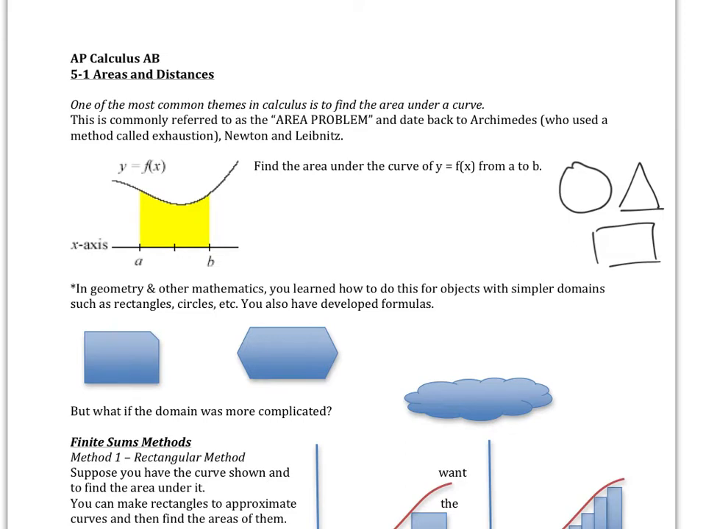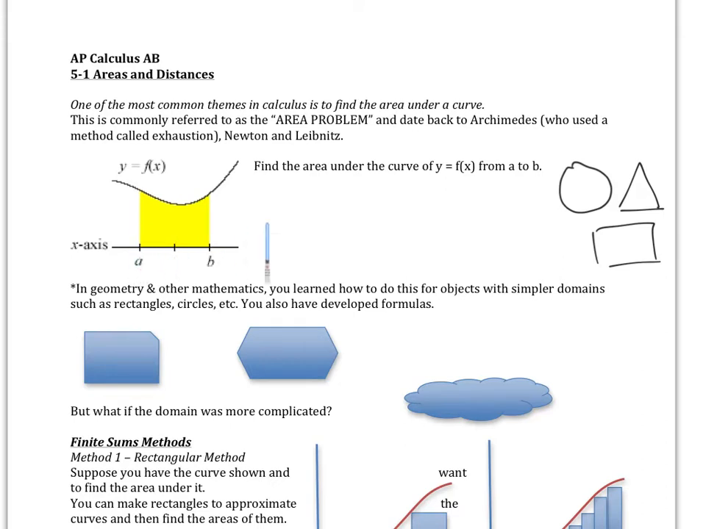So this is a common theme in calculus. And those of you that had me for geometry with the area on the curve, you thought you got away from it? You thought you were all done with it? Nope, it's back. Now, since this is a common theme, we can date it back to way, way back. With Archimedes, it's commonly referred to as the area problem, finding these areas. He used a method called exhaustion. And then Newton and Leibniz also developed their methods.